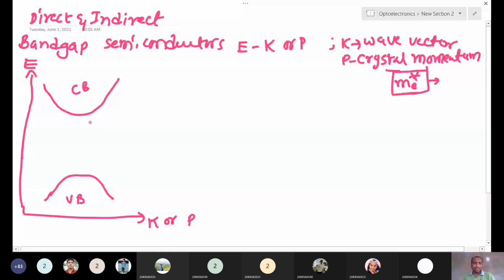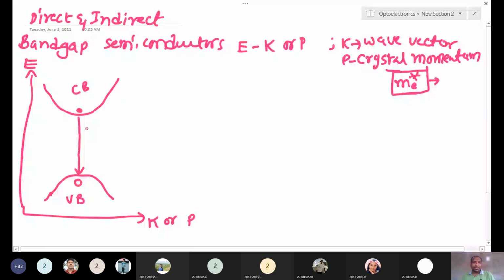In this process, what happens? A photon will be emitted. The excess energy, whatever energy the electron loses in this process, is emitted in the form of a photon. Whatever excess energy during recombination is emitted in the form of a photon. This is the direct recombination, and photons are emitting.